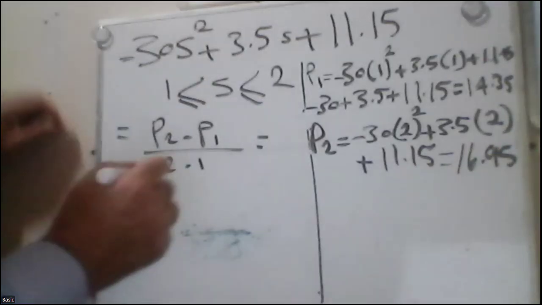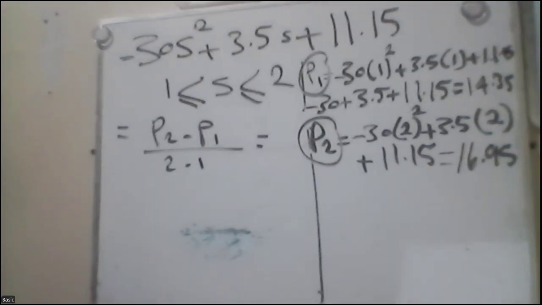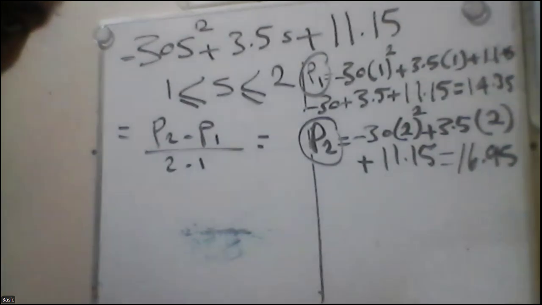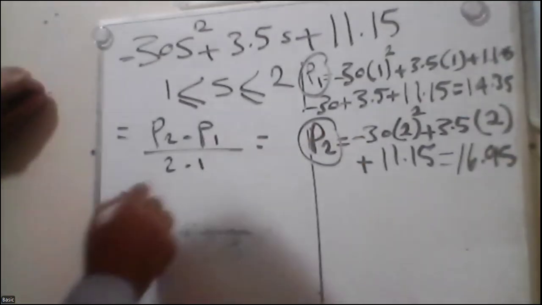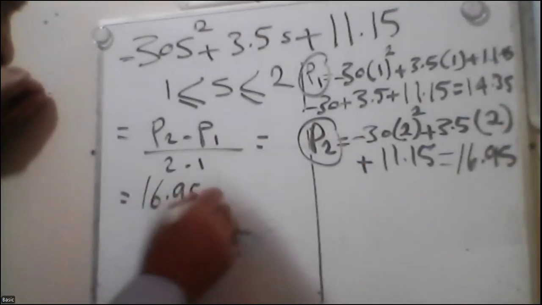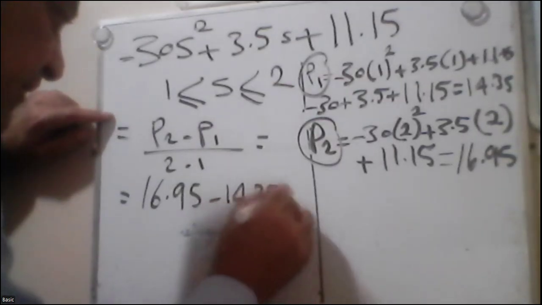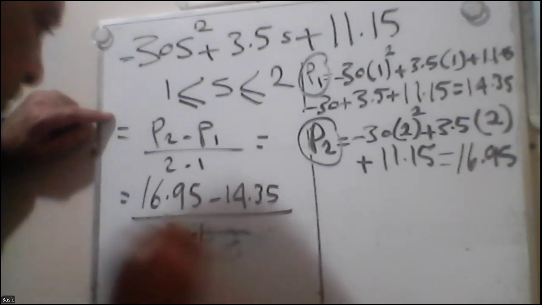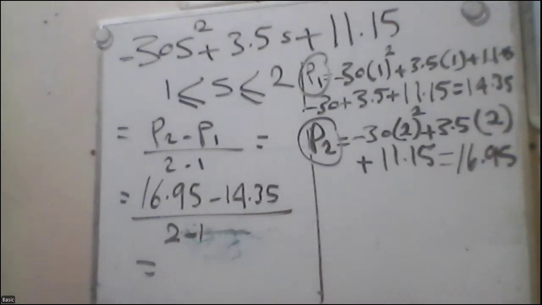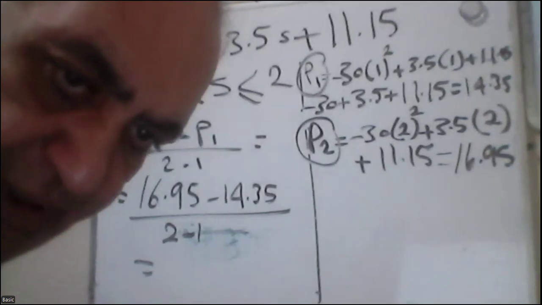Okay, guys, I got P1 and I got P2 here now. So I will substitute now in the formula. Here it will equal P2, which is 16.95, minus P1, which is 14.35 with your calculator. Do it with your calculator. Divided by 2 minus 1, which finally, when you do the calculating, will equal 12.6.